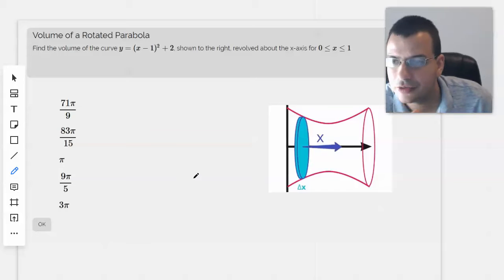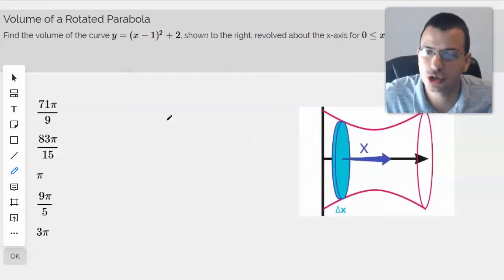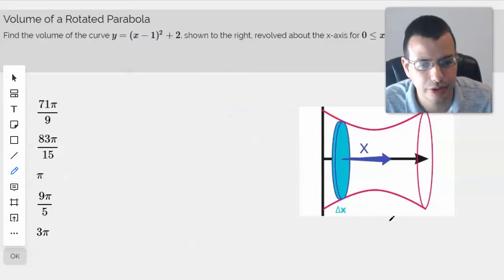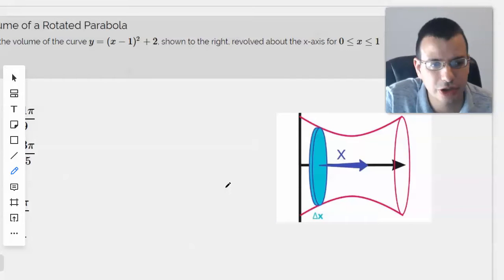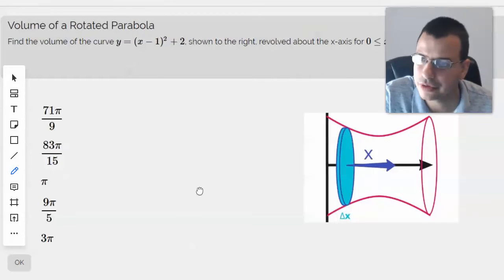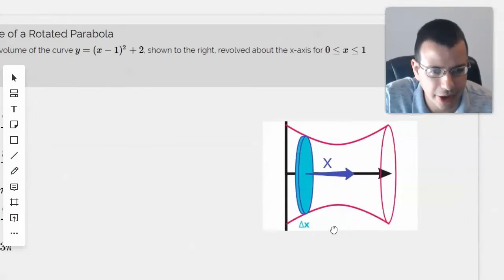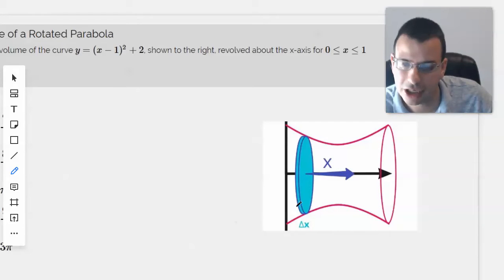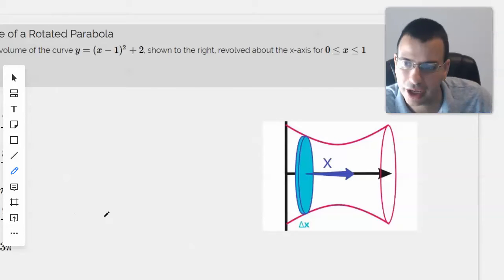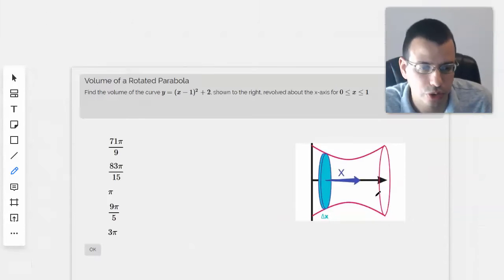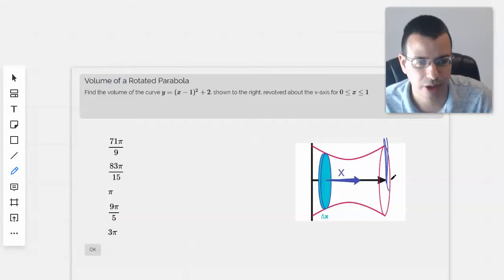Find the volume of the curve y equals (x minus 1) squared plus 2, shown to the right, revolved about the x-axis for 0 less than or equal to x less than or equal to 1. It's nice, they gave us a little picture. It looks like we're going to use the disk method, going from left to right, from 0 to 1.